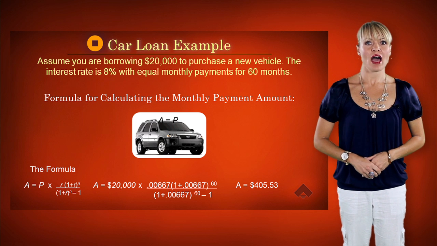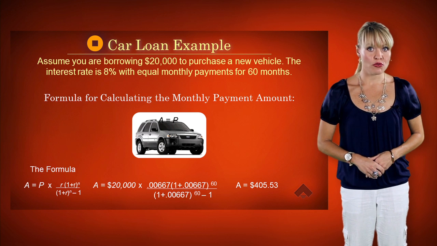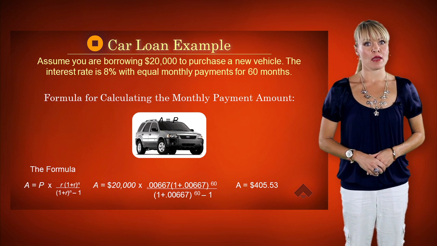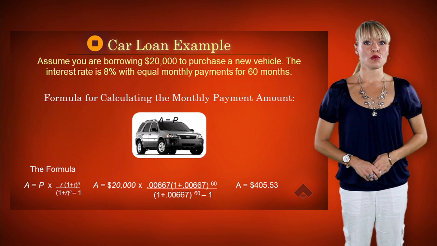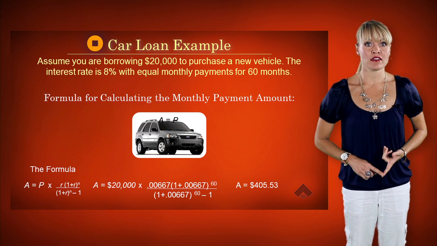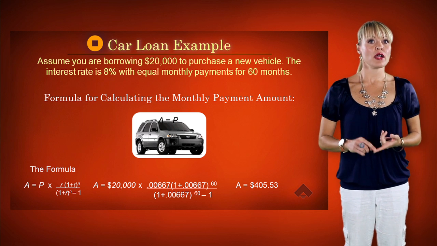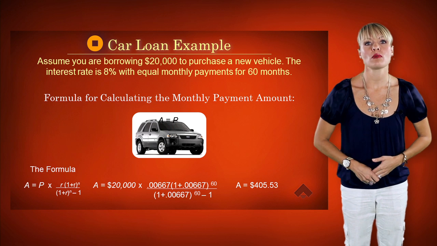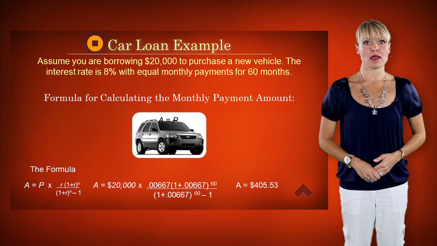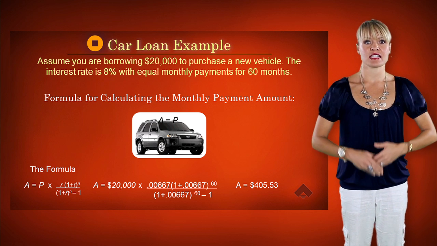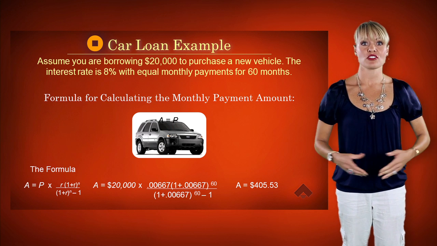$405.53. So how do we get to this payment amount? By using the standard algebraic formula for an annuity, which is what a loan payment is, shown on the slide. For this formula, R equals the annual rate divided by the number of annual payments. In this example, the monthly rate is 0.08 divided by 12, or 0.00667. N equals the number of payments to be made, which is 60 in this example, and P equals the principal amount financed, or $20,000.